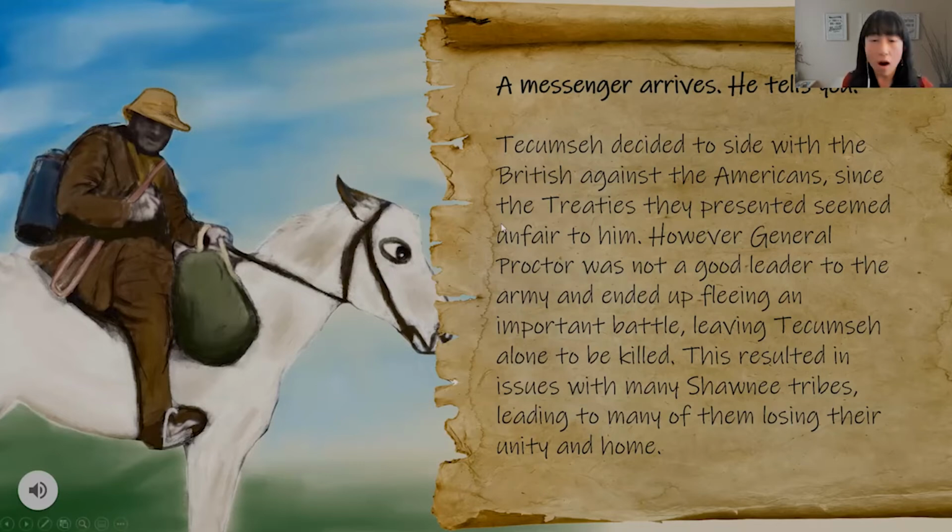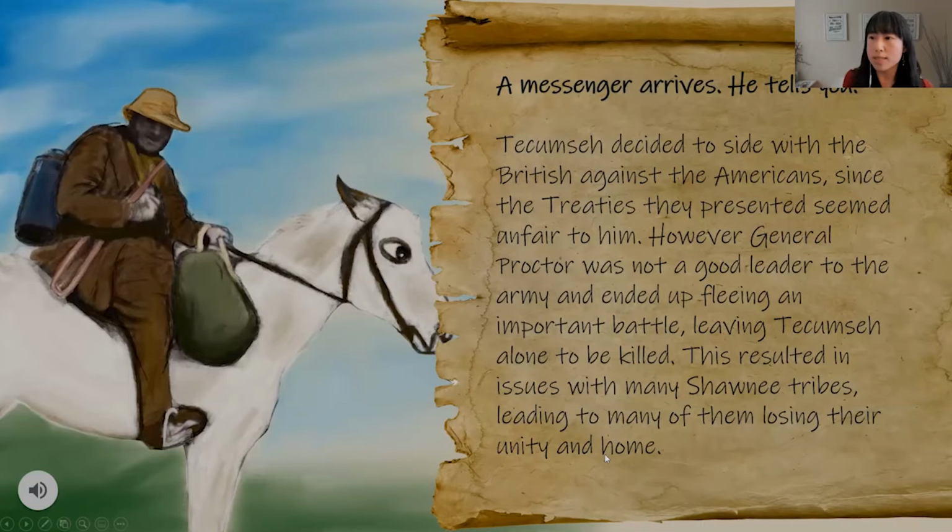And so they fought, and unfortunately, Tecumseh passed away in the battle because General Proctor, the general from the British Army, fled away and left Tecumseh alone in the field. And so when students learned about this historical moment, we created a scenario where a messenger came to the village and announced this sad news. Students read the following message and knew that Tecumseh was left alone and was killed. And this resulted in issues with many Shawnee tribes, leading to many of them losing their unity and home.